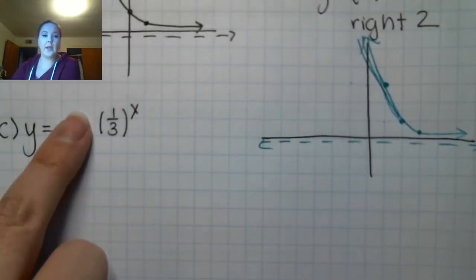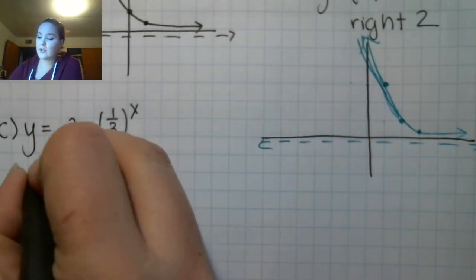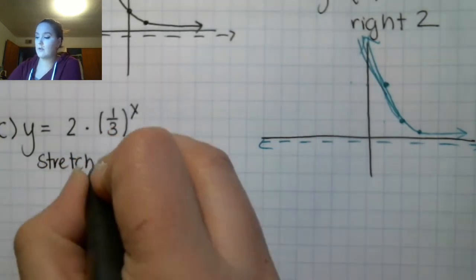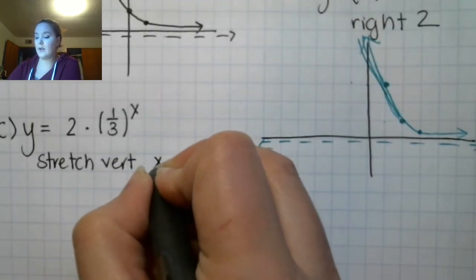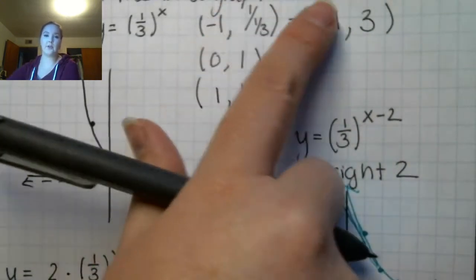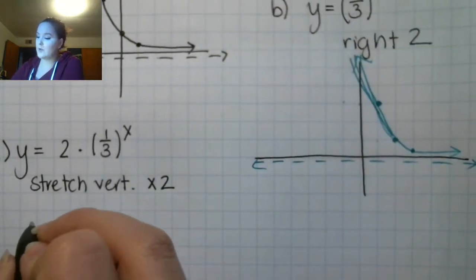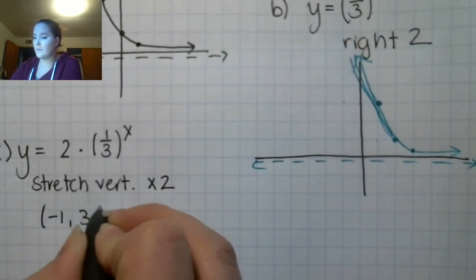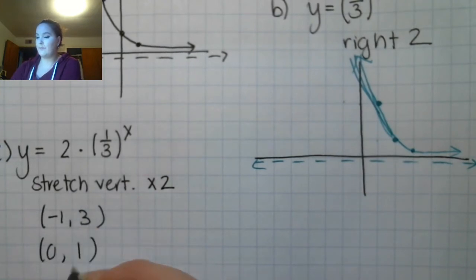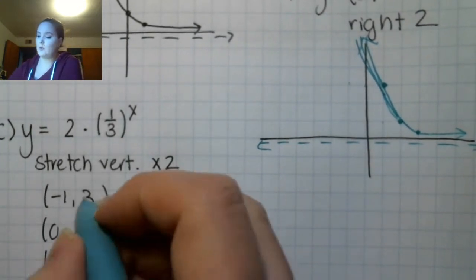So again, when you have multiplication out in front like this, you know that this is going to be a stretch. So this is going to stretch vertically times 2. So we're going to take all of our key points from the original graph, which are these ones, and we're going to multiply all the y coordinates by 2. So we originally had -1, 3, 0, 1, and 1, 1/3. So we're going to multiply all of the y coordinates by 2 here.